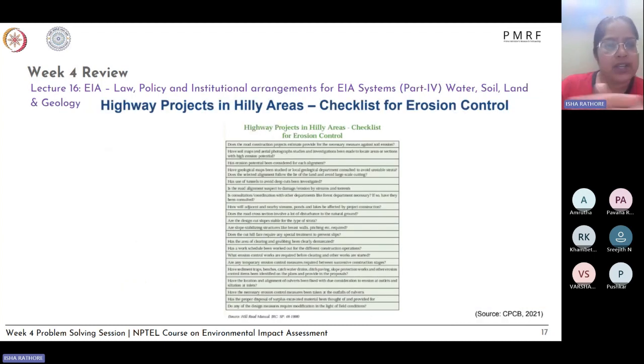Then in soil, land, and geology, we also looked at highway projects which happen in hilly areas. So there's a checklist for erosion control. It asks different questions on whether the construction project has necessary measures against soil erosion which can happen during construction, whether they have soil maps and aerial photographs, studies and investigations which make it easier to locate areas or sections with a high erosion potential where erosion can happen more, and different other characteristics. So you can look at them also in detail.